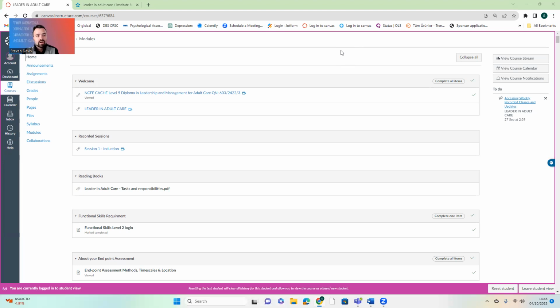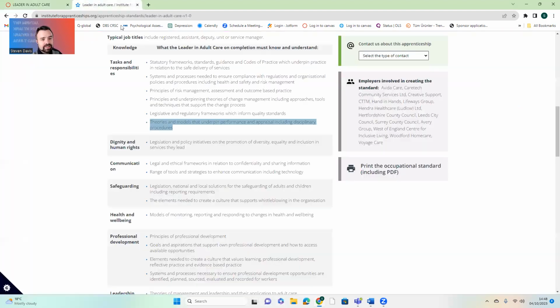This is the leader in adult care, and we're going to start looking at roles and responsibilities. Within here, under roles and responsibilities on the standard, it lists some of the things we need to be looking at. So we need to understand about statutory frameworks, codes of practice, about delivering safe care.